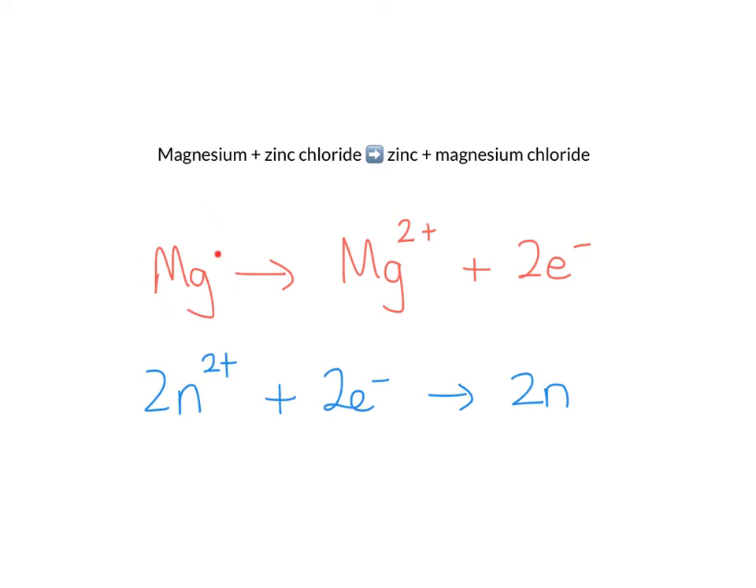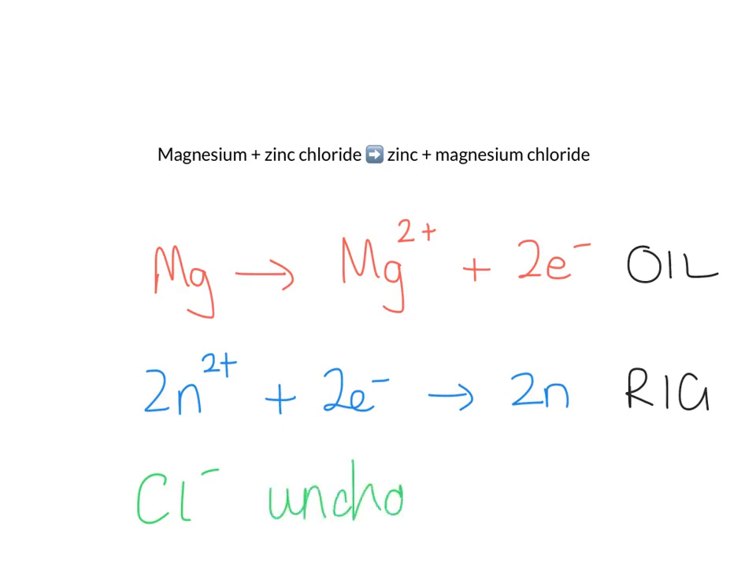So here, the magnesium, it loses those 2 electrons, they become separated. Oxidation is loss. Magnesium is oxidized, whereas the zinc gains those 2 electrons, becomes the zinc metal. So it is reduced. So this is oxidation, this is reduction. And what happens to the chlorine? Well, the chloride ions remain as Cl-, they are unchanged.